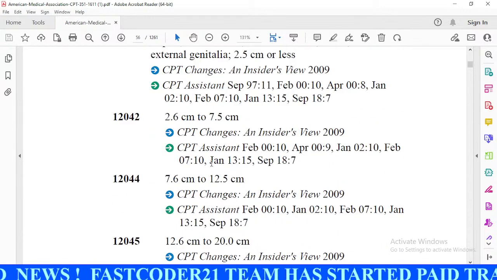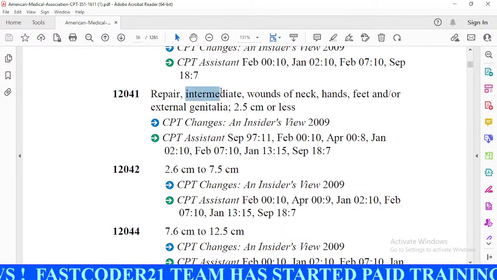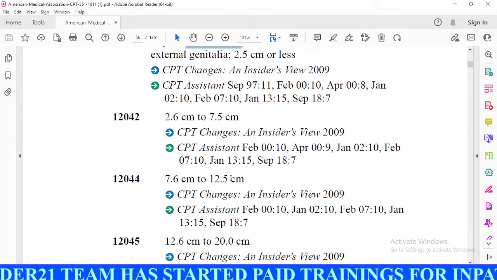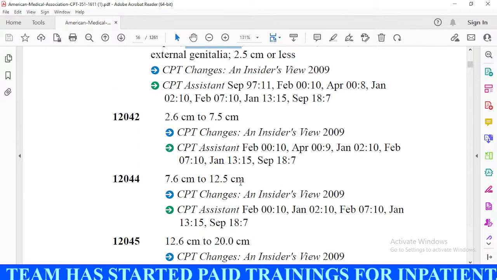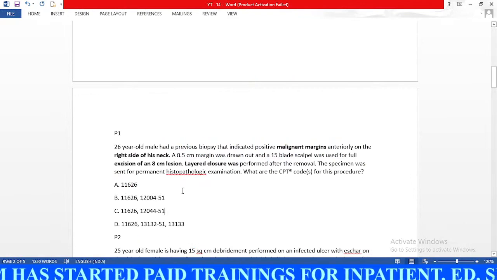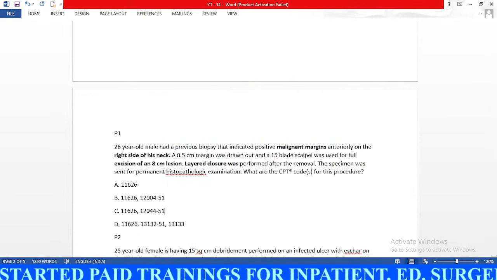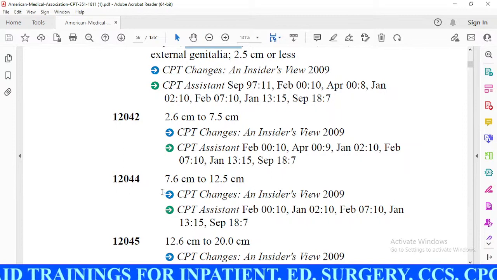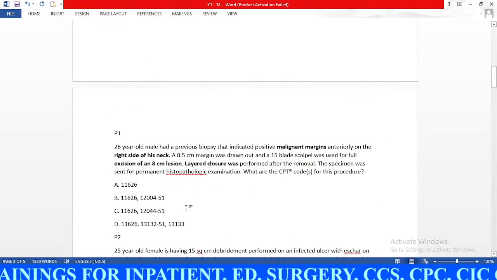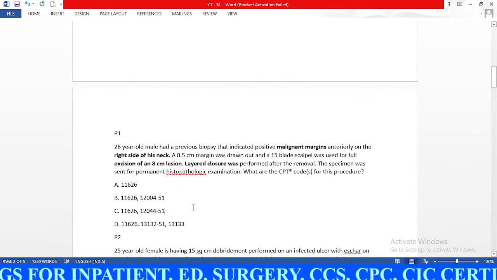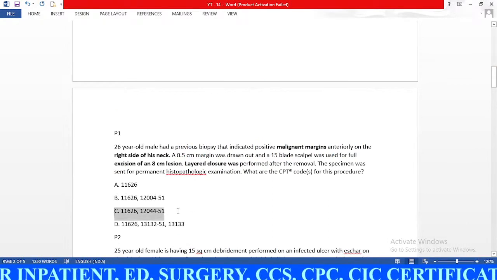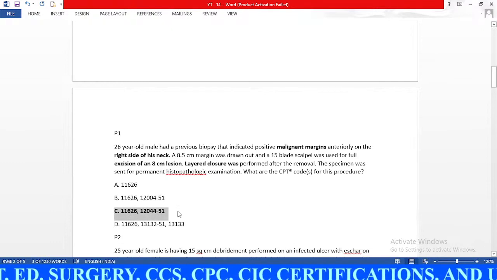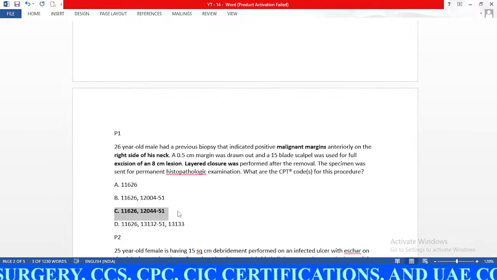Where is 44? Here. If you check the location, this is the intermediate repair of wounds of neck, hands, feet and external genitalia. 44 is 7.6 to 12.5 centimeters. Our lesion size is in between 7.6 and 12.5, so we need to code 12044. As the physician has performed multiple procedures, we need to use the 51 modifier. So our answer is 11626 and 12044 with 51 modifier.